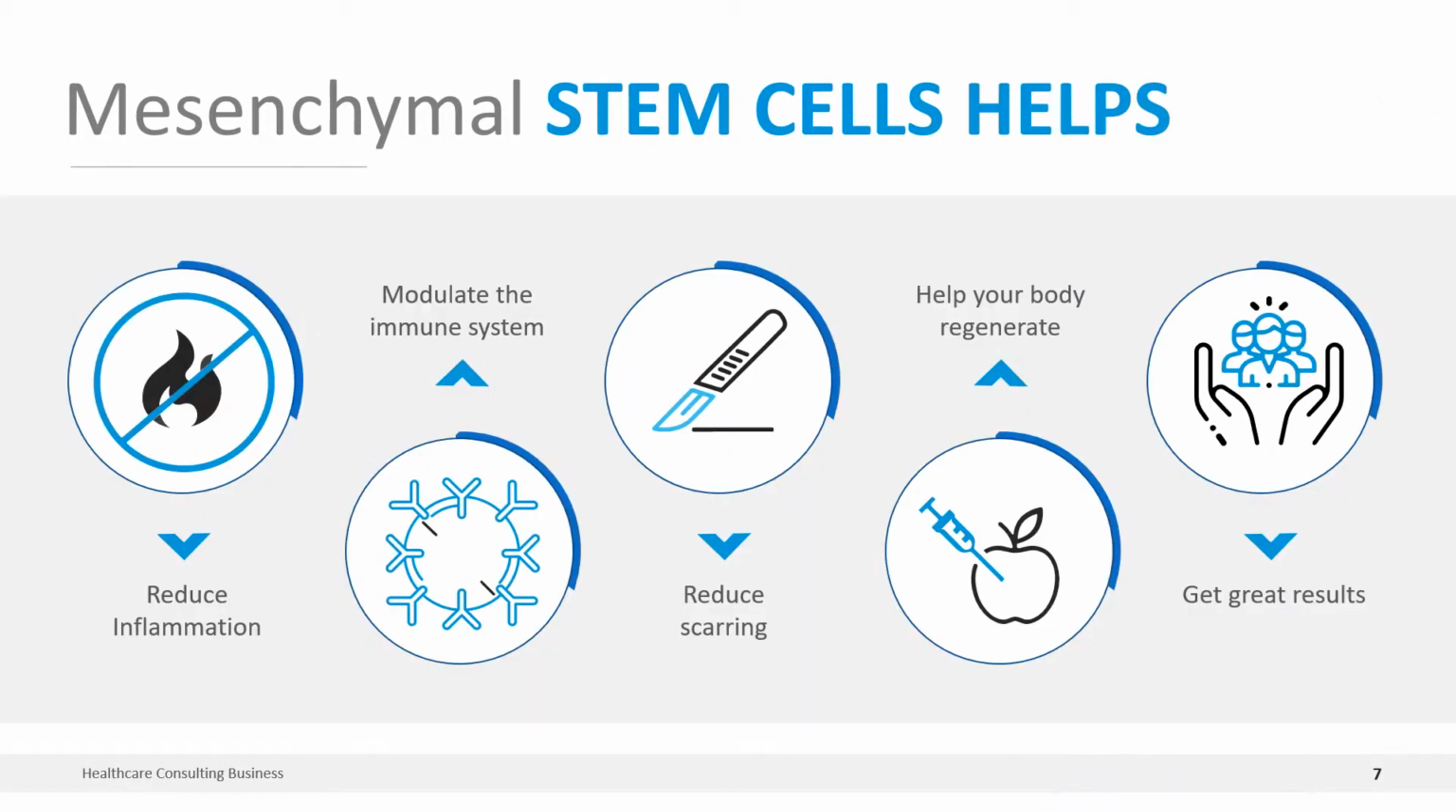Now let's talk about what kind of work that they do. So there's 4 major things that they do. Of course, they do a lot of other stuff, but let's look at the 4 big things that mesenchymal stem cells are kind of famous for. 1, they help reduce inflammation. So they lower inflammation in the body.